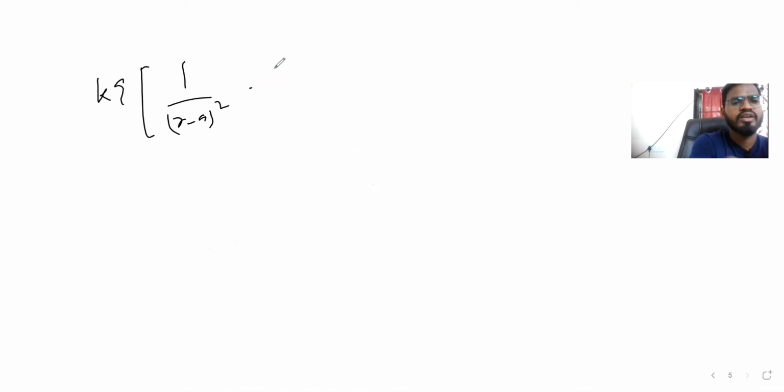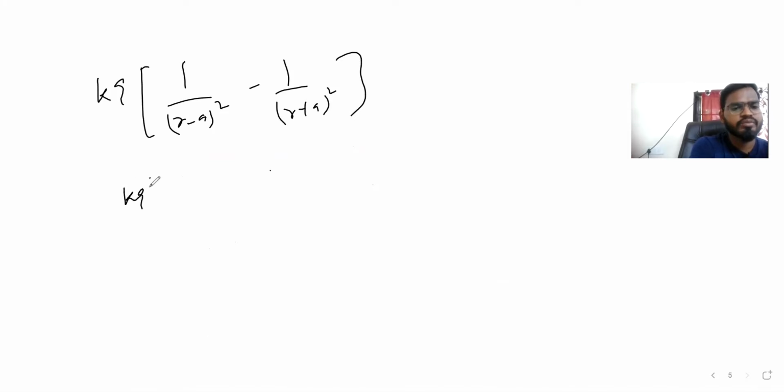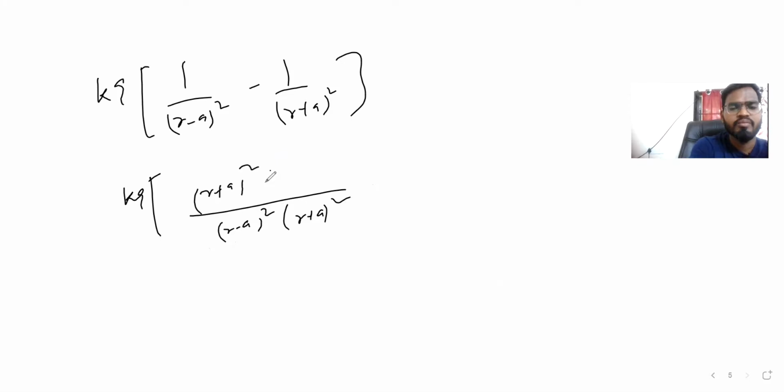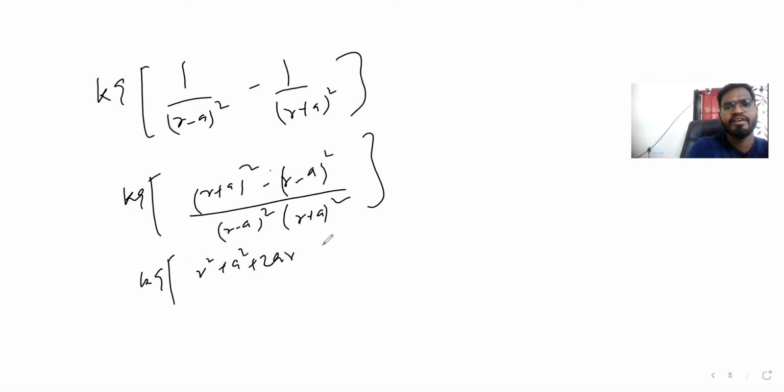Okay. Now we take kq common, and then 1 by (r minus a) whole squared minus 1 by (r plus a) whole squared. So kq times (r plus a) whole squared minus (r minus a) whole squared, all over (r minus a) whole squared into (r plus a) whole squared. If we elaborate, kq times r squared plus a squared plus 2ar, minus r squared, opening the bracket, minus a squared plus 2ar.